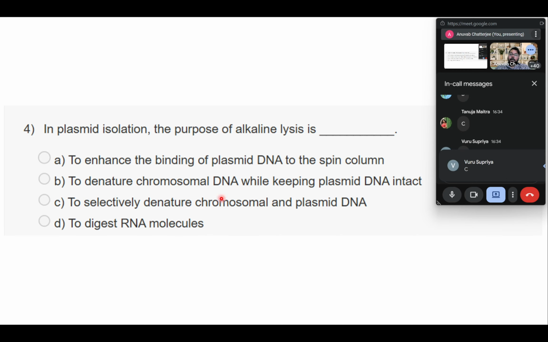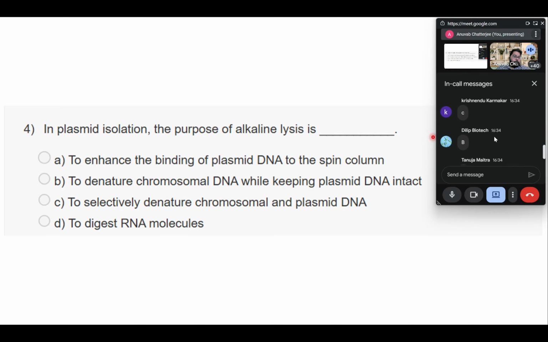And this we can use, but this asks the question: how do we isolate the plasmid in order to use it? The most commonly used technique in plasmid laboratories is plasmid isolation using alkaline lysis. The question here asks, in plasmid isolation, the purpose of alkaline lysis is: to enhance the binding of plasmid DNA to a spin column, to denature chromosomal DNA while keeping plasmid DNA intact, to selectively denature chromosomal DNA and plasmid DNA, to digest RNA molecules. Okay, I'll give you a moment to figure this one out. So what exactly does alkaline lysis based plasmid isolation do out of these four?